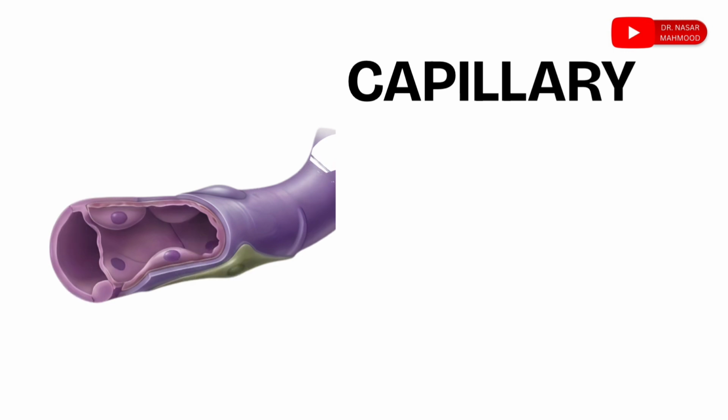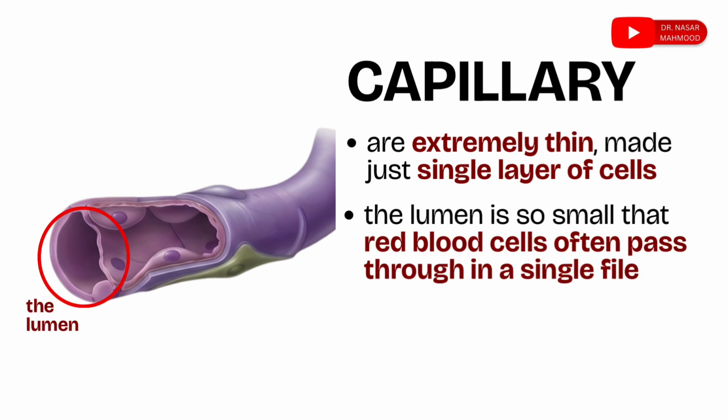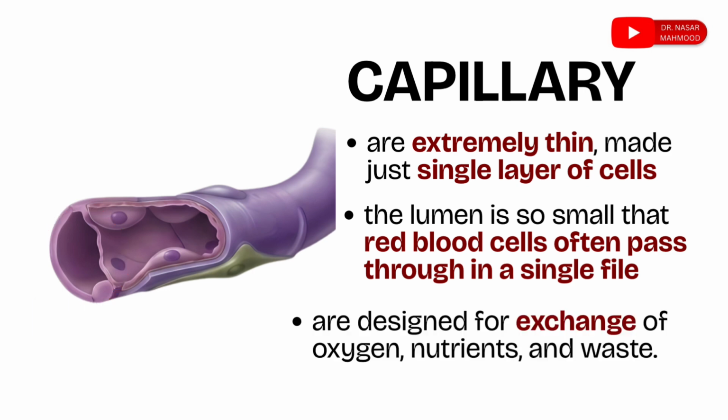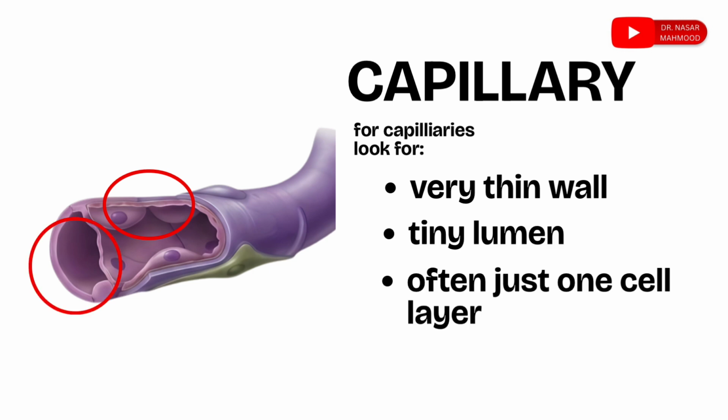Now let's look at this very small structure here. Capillaries are extremely thin, made of just a single layer of cells. The lumen is so small that the red blood cells can often pass through in a single file. Capillaries are designed for exchange of oxygen, nutrients, and waste. So for capillaries, look for very thin walls, a tiny lumen, which is often only one cell layer thick.